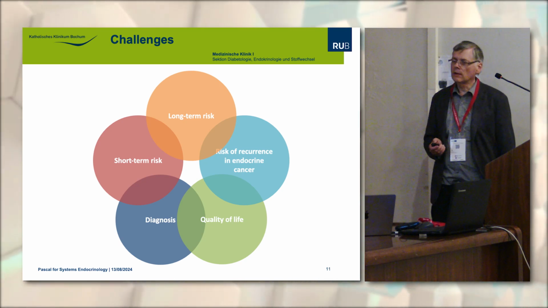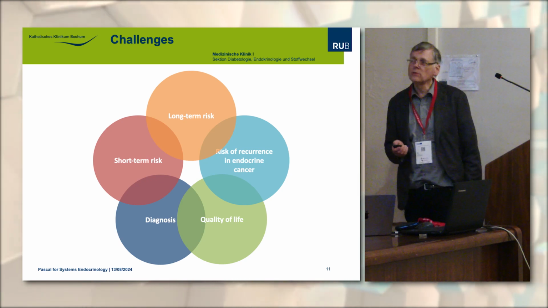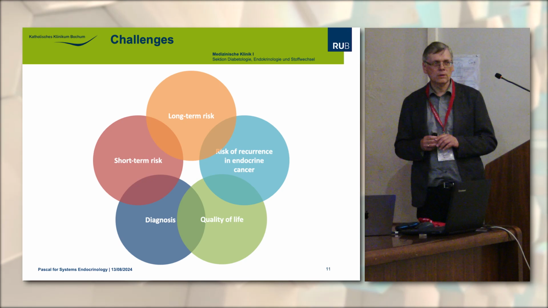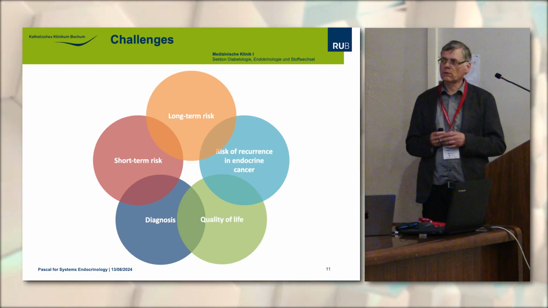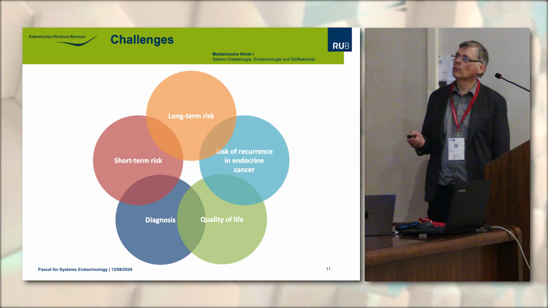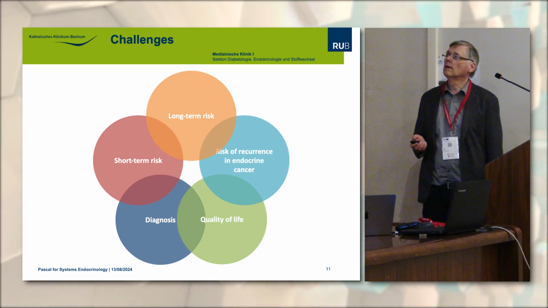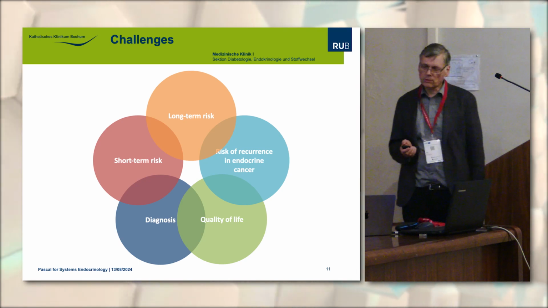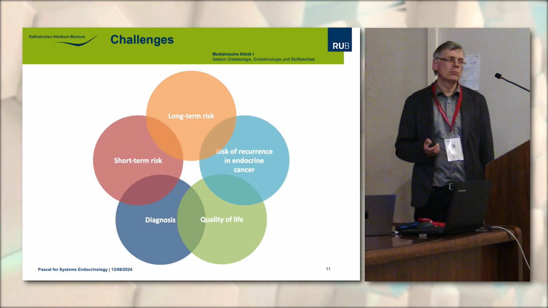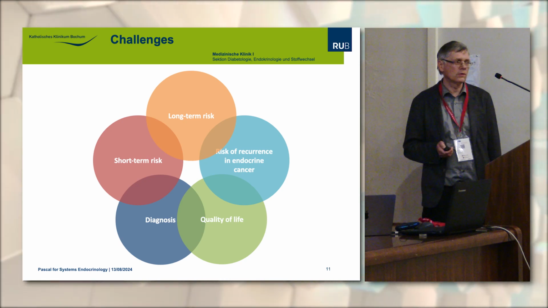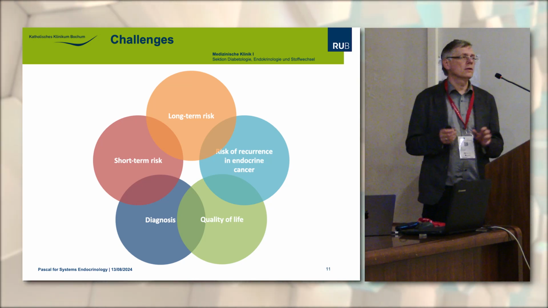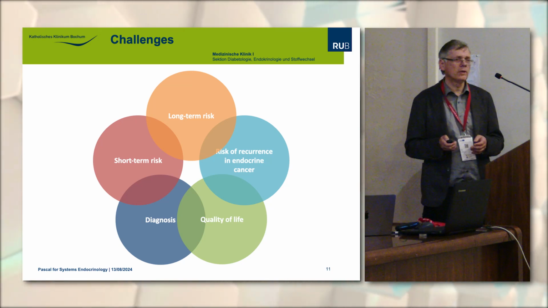They are to make a correct diagnosis of diseases, to address the short-term risks, such as the risk of diabetic ketoacidosis or thyroid storms, but also to address the long-term risks, which we talked about. Then to reduce the risk of recurrence in subjects with endocrine cancer, and of course to improve the quality of life of affected persons. All these questions can be addressed if we improve our understanding of endocrine feedback loops.